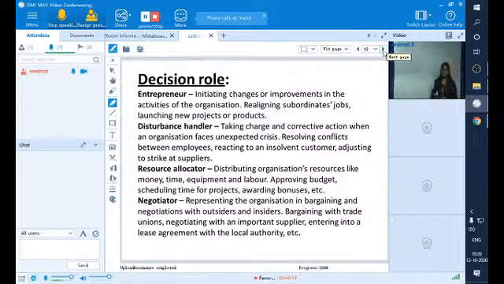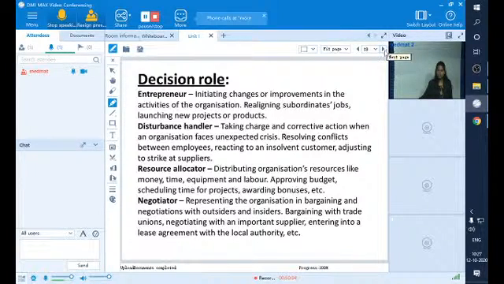Then the negotiator, representing the organization in bargaining and negotiations with outsiders and insiders. So, bargaining with trade unions, negotiating with an important supplier, entering into a lease agreement with a legal authority, etc. So that is the negotiator role. Okay, so the decisional role includes the entrepreneur, the disturbance handler, the resource allocator and the negotiator. These four are included in the decisional role. So the functional roles are the interpersonal role, the informational role and the decisional role.